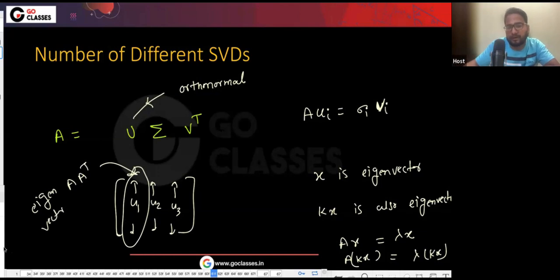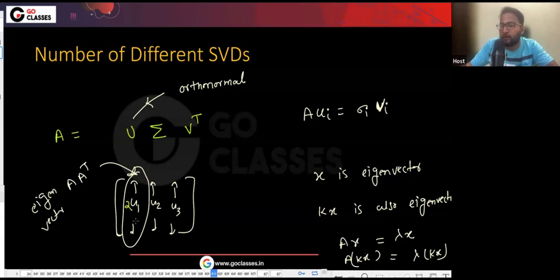But if U1 is an eigenvector, can I also write 2U1 here? Tell me. Can I also write 2U1 here? Because these are just eigenvectors. What do you think? They will be orthogonal anyway, but orthonormal will not be there. So you cannot write 2 here, right? You cannot write any arbitrary number here. 2 is not possible. Why?